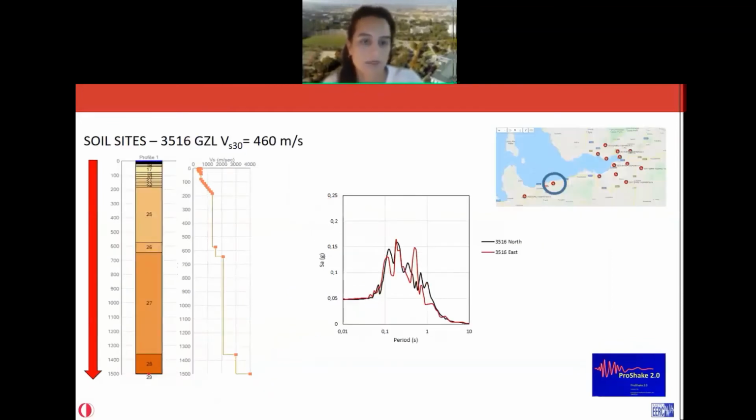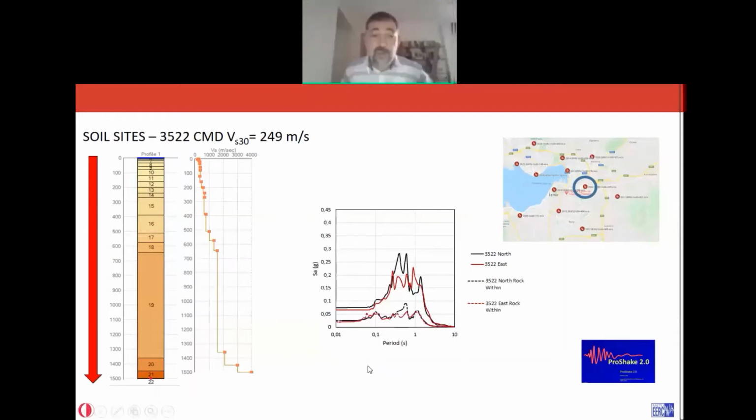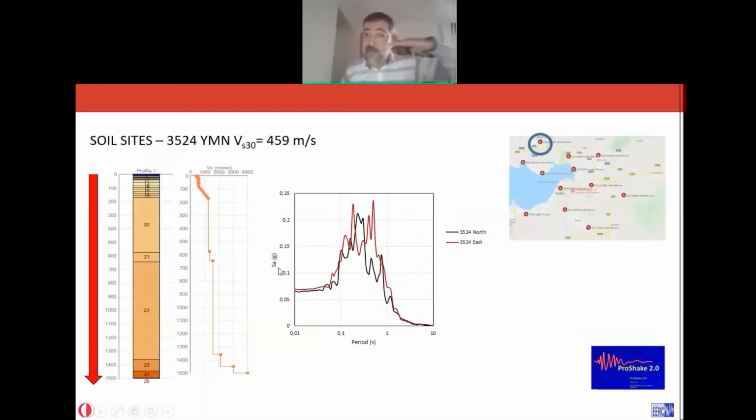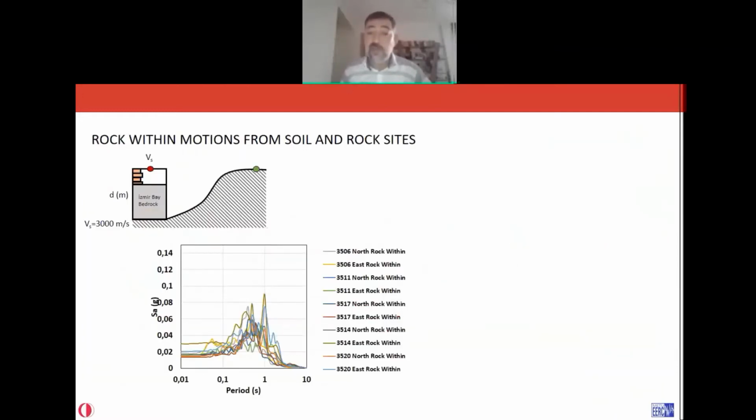We started with Buca, Güzelbahçe. We again constructed shear wave velocity profiles up to a depth of 1.5 kilometers, when we reached the shear wave velocity of 3,000 meters per second. And we basically ran an inverse propagation of the surface ground motions and found the within rock motion for each soil strong ground motion station.